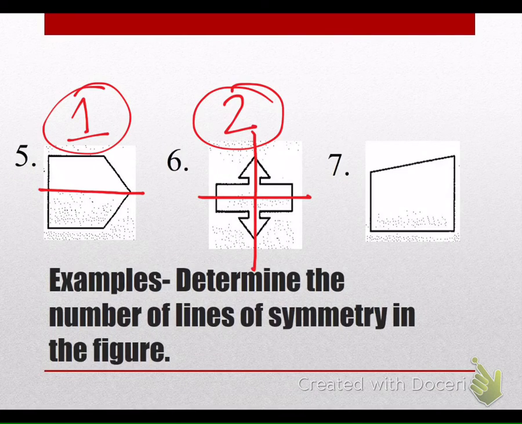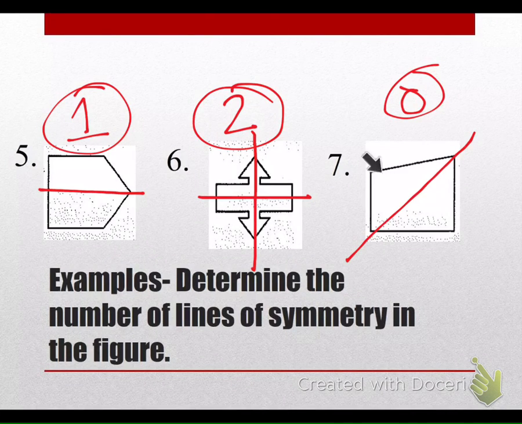7's just impossible. 7 is none because if you go this way, this side is slanted. This is not a right angle, this is a right angle, so it's obviously not. If you try to go up and down, you have an extra little point up here that you don't have over here. Same thing this way. It's just this one's not working out for us. All right?